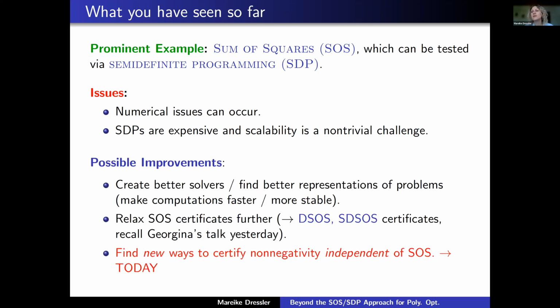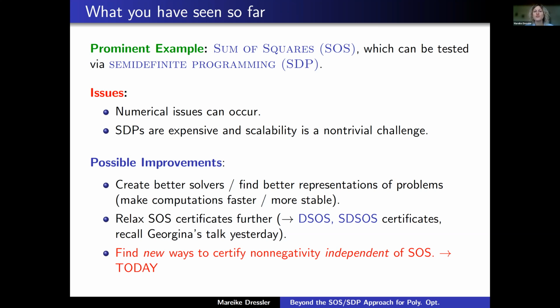So there are possible improvements to address these issues. So first of all, clearly to create better solvers and find better representations of the problems, right? This is something we always should do when we have applications in mind, to just make the computation faster and more stable.